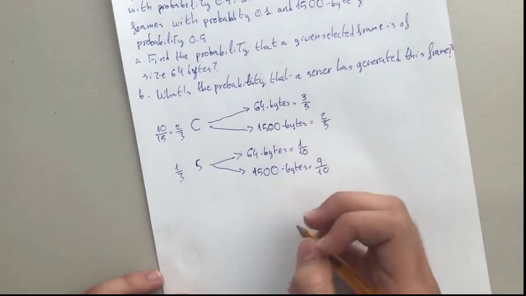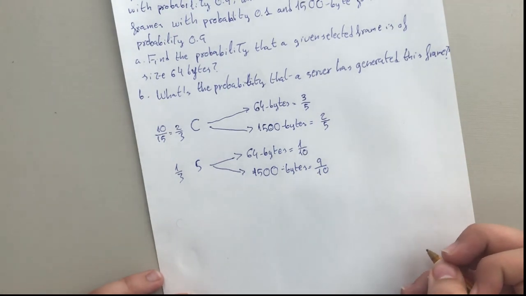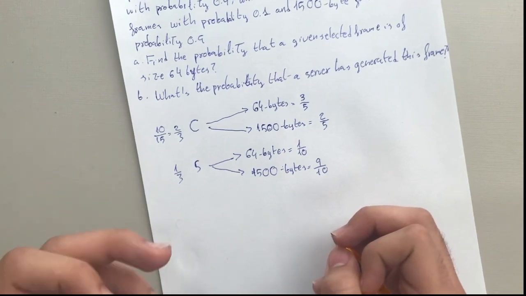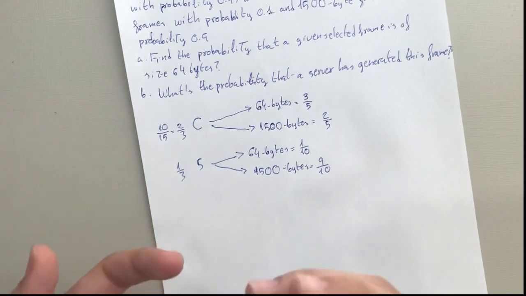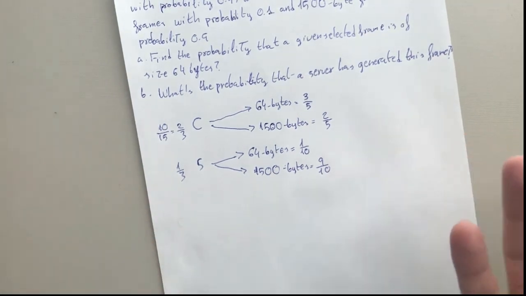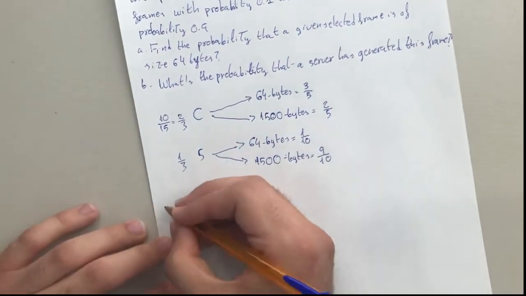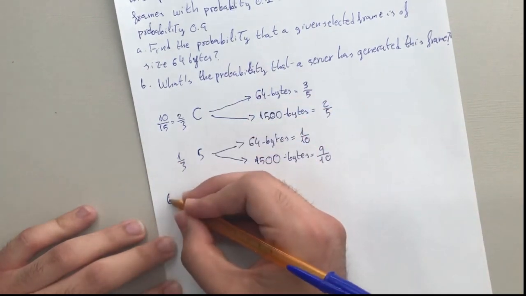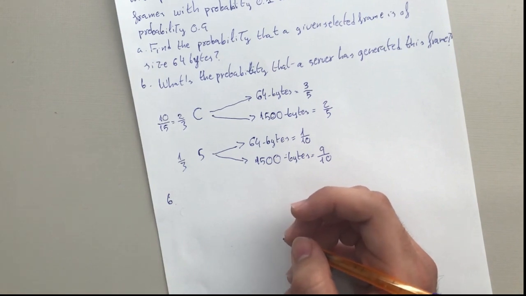Okay, so the first question is to find the probability that a given selected frame is of size 64 bytes. I'll try to do first the big question because I needed the answer of it for the other part. So in part B, the probability that, no, sorry, my bad, I was confused.